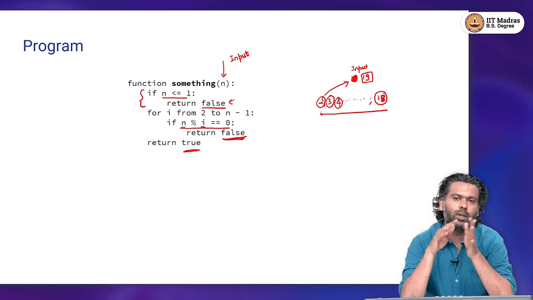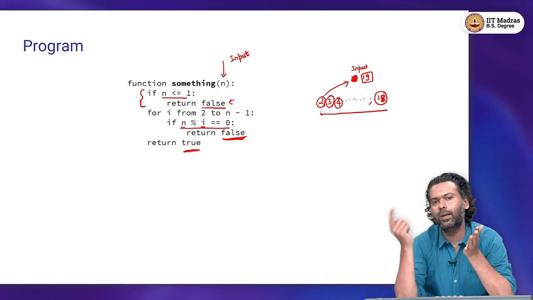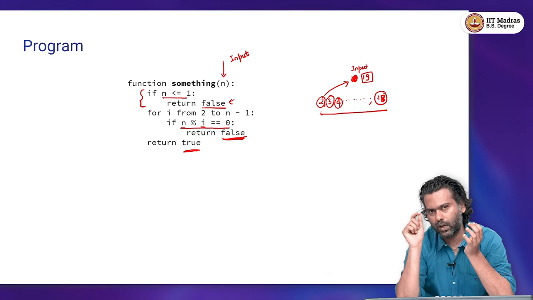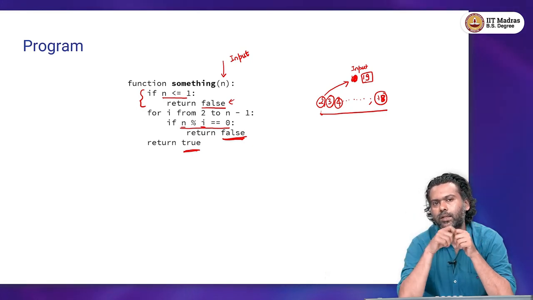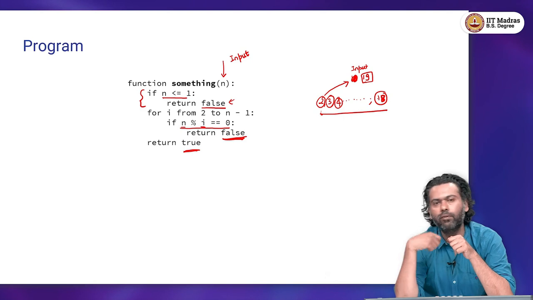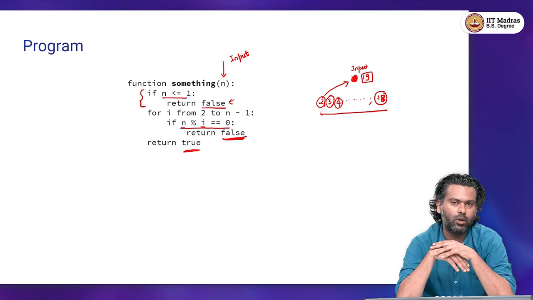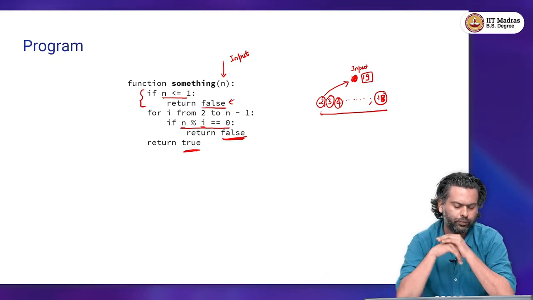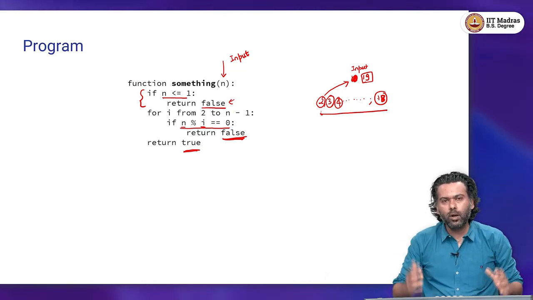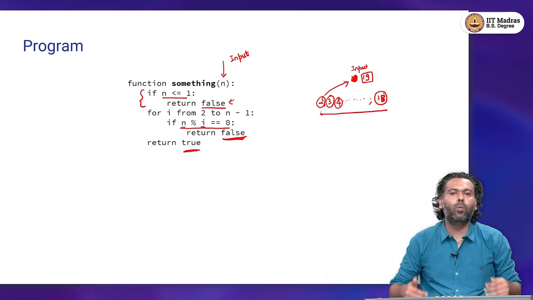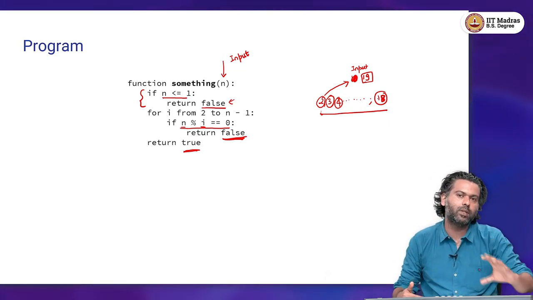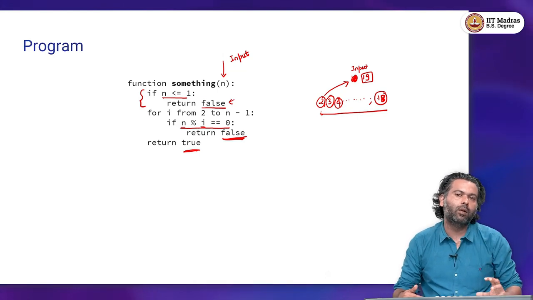If the number is greater than 1, then you start from 2 and go till one number less than that number and see if any of the numbers divide the given number that I gave you. If it does, then you say false. Otherwise, you say true.